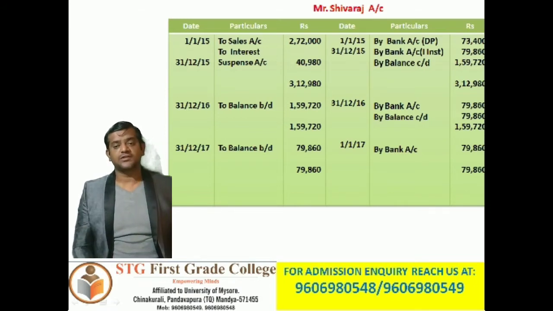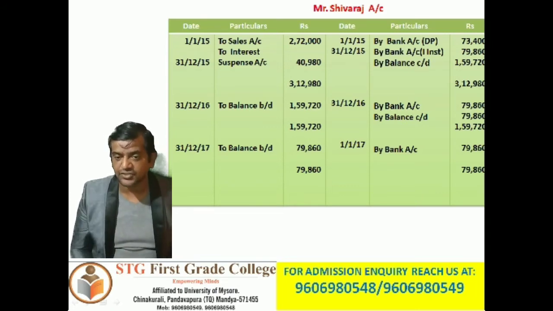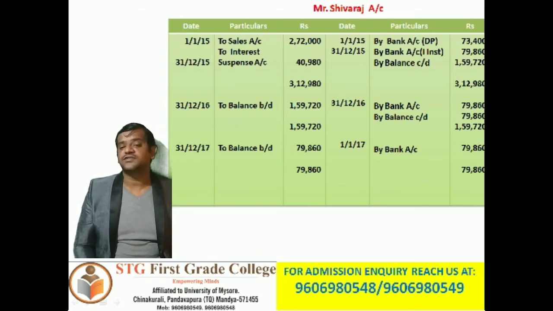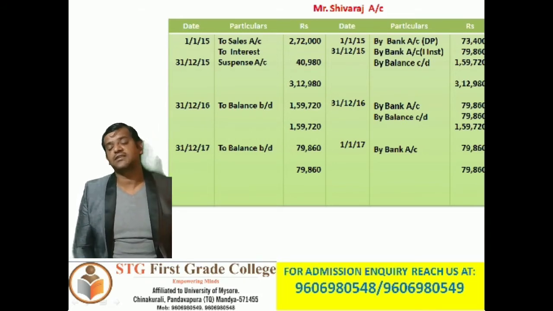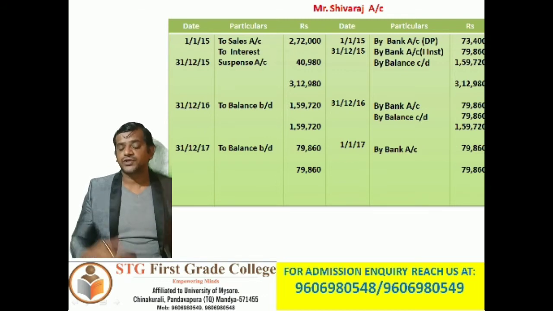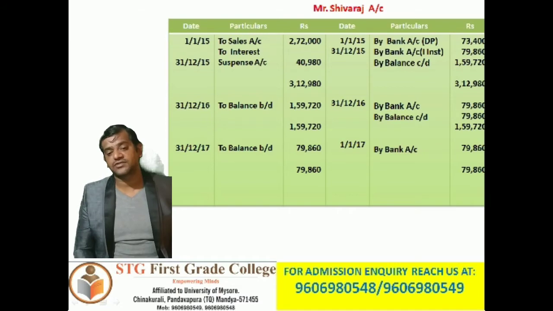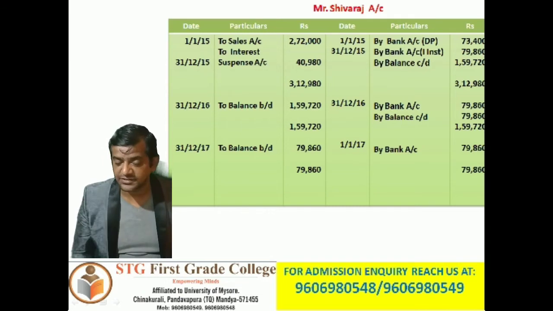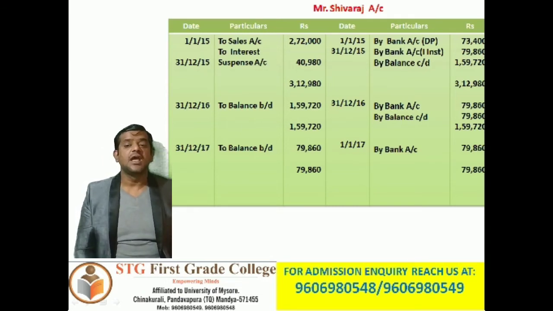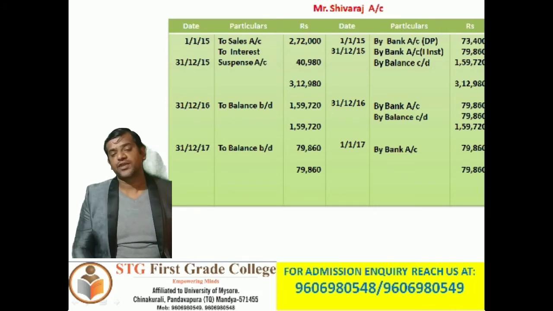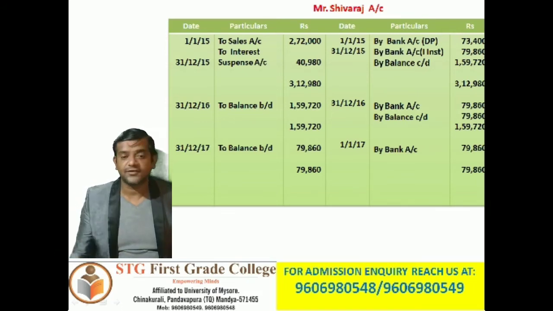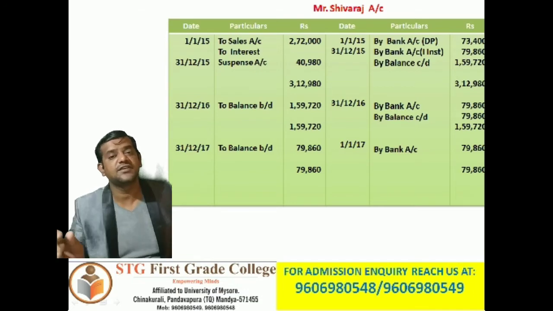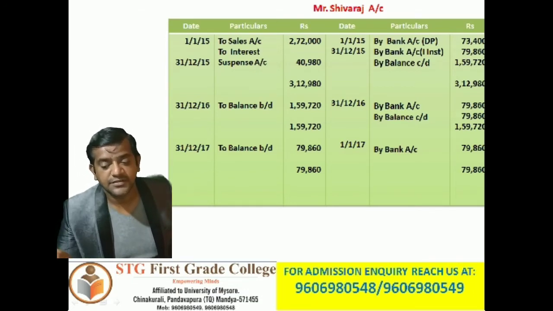So on 31st/12/2016 on the credit side by bank account 79,860 rupees, which includes interest. On the same date 31st/12/2016 by balance carried down will be 79,860. So next year on the debit side 31st/12/2017 to balance brought down 79,860. 1/1/2017 by bank account 79,860 rupees. So there is no money left for carried down or brought down. So we are done with the Shivraj account, the ledger account of Shivraj.